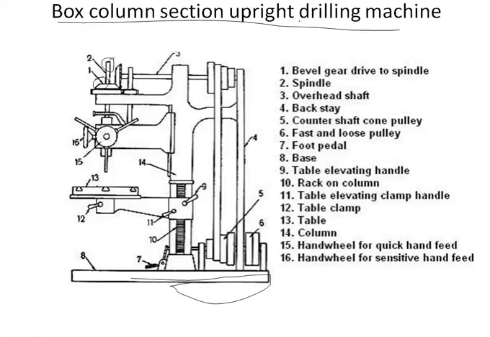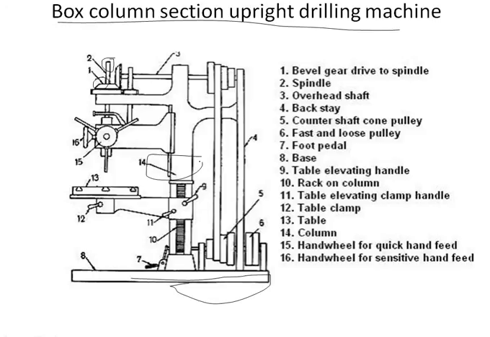Next comes this column. You all can see here, this is in a vertical position. It is the vertical member of the machine which supports the table and head containing all the driving mechanism. The column should be sufficiently rigid so that it can take up the entire cutting pressure of the drill.